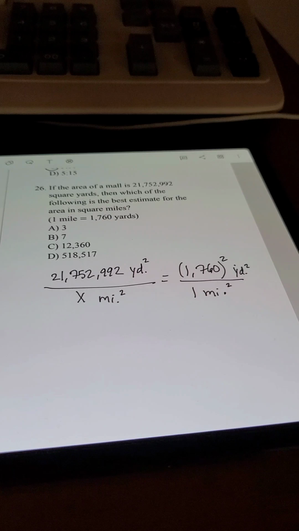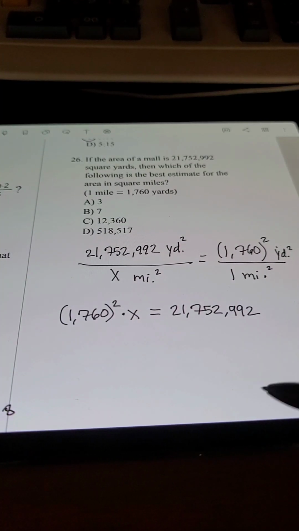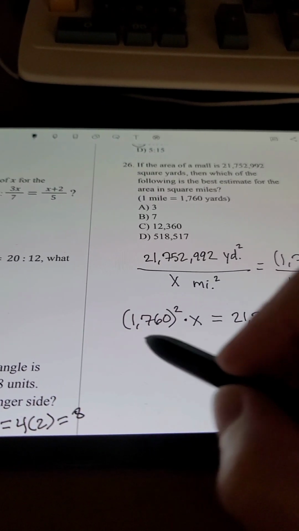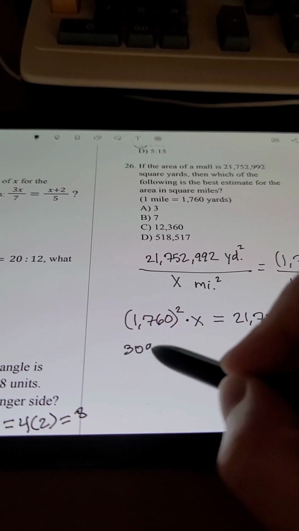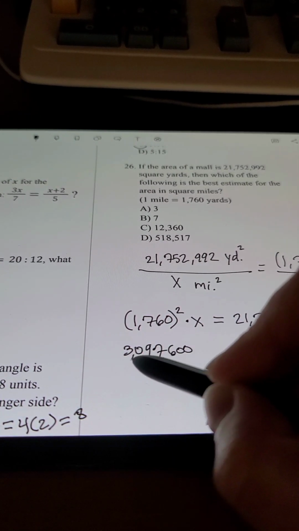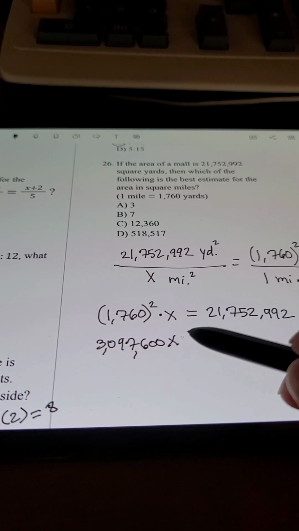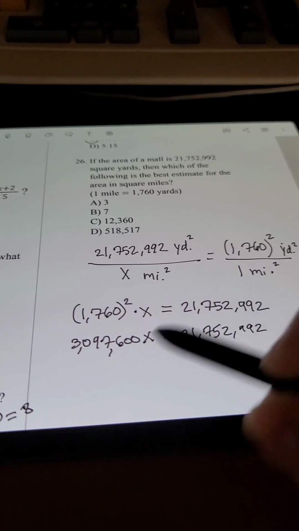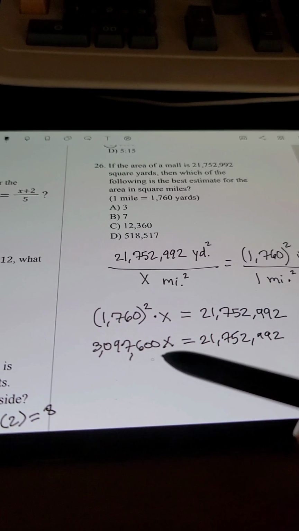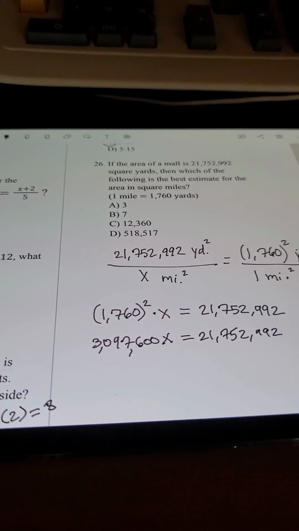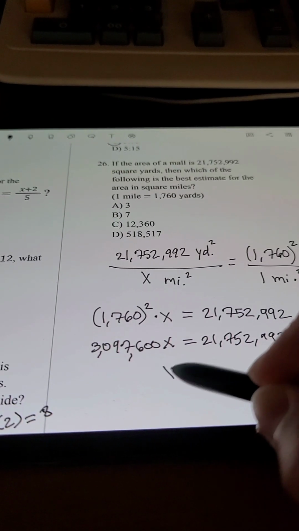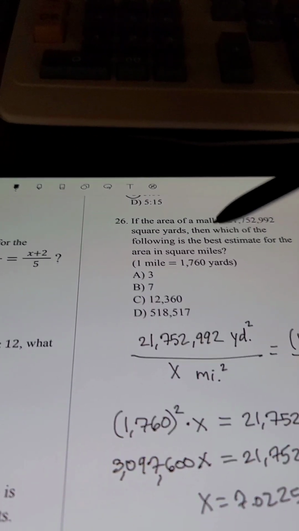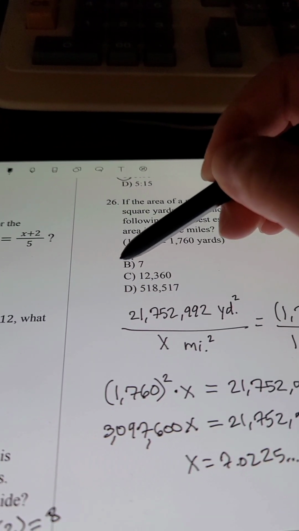So now I'm going to cross multiply and solve for x. So this is what I get when I cross multiply. So it's this number squared times x is equal to that. Now, if I end up squaring that number, I get this value right there. So I have that value times x is equal to this number right over here. So now I just have to divide by the 3,097,600 on each side to get x by itself. And when I do that, I get x is equal to 7.0225, yada, yada, yada. And remember, it's the best estimate, so that's going to be closest to B.